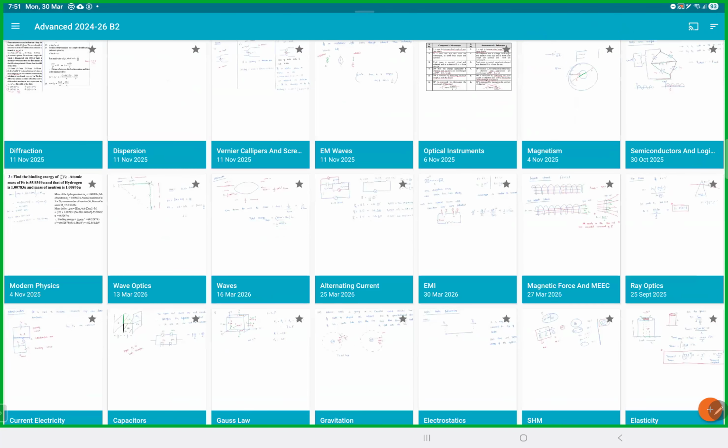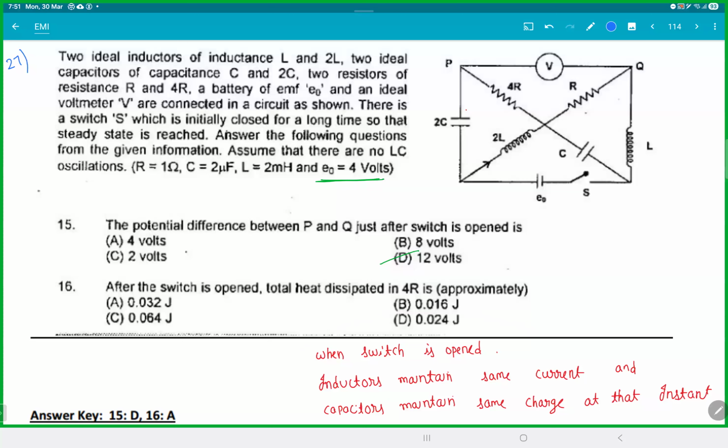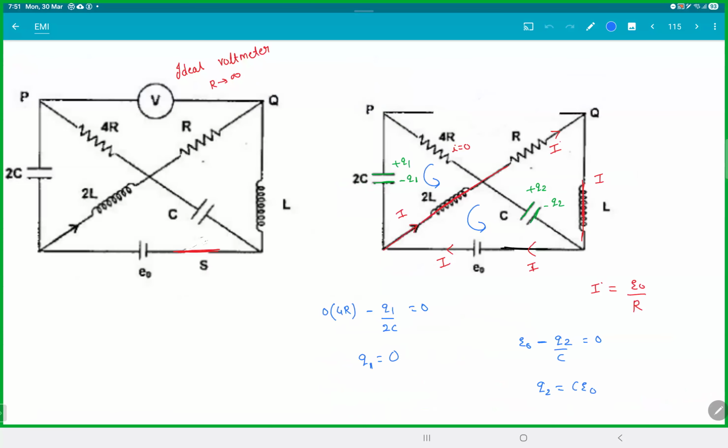When the switch is open, the inductors will try to maintain the current and capacitors will try to maintain the same charge or the potential difference at that instant. So, initial picture. Ideal voltmeter, R is infinity, so you can ignore this. You're writing in steady state. In steady state, what happens?